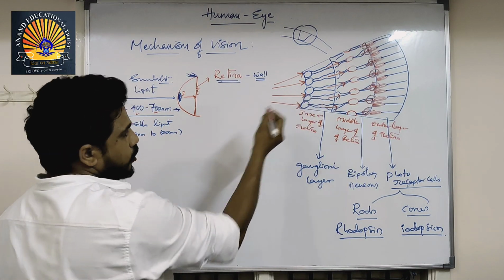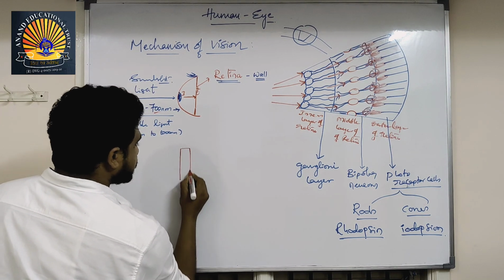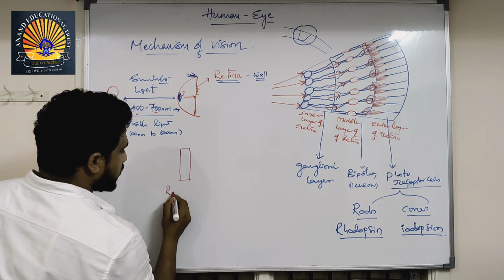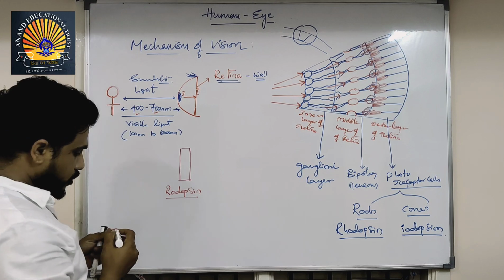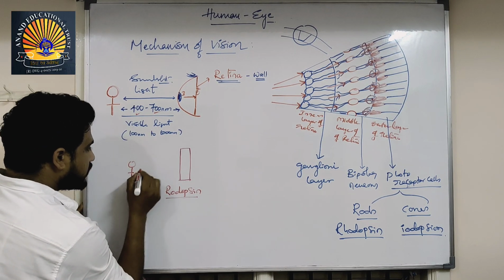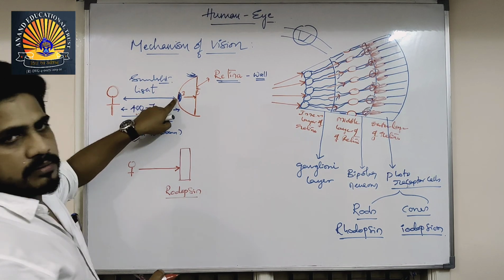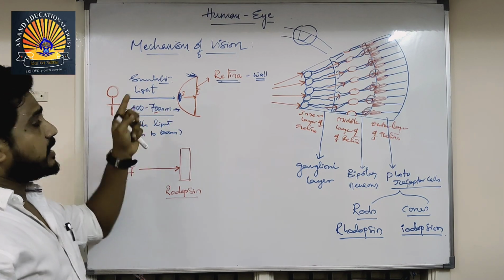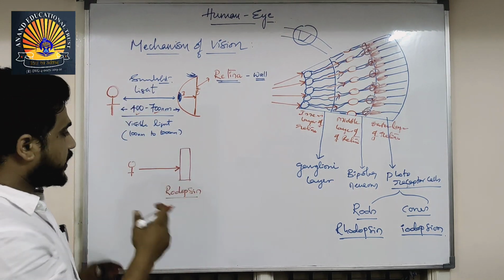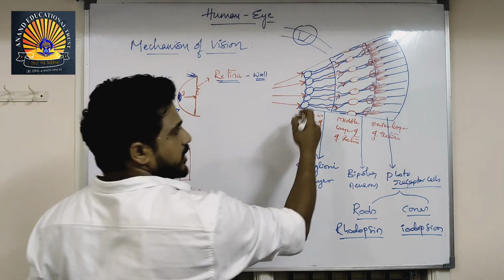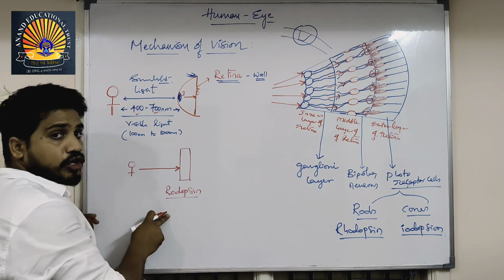Suppose first rods. If you see, this is the rod. This is what? Rod cell. Rhodopsin protein is present in the rod. The picture is captured by the rod, not directly by the iris. Lens to vitreous fluid to the wall of the retina. In the wall of the retina, first the ganglia, to bipolar neurons, to photoreceptor cells, rods.